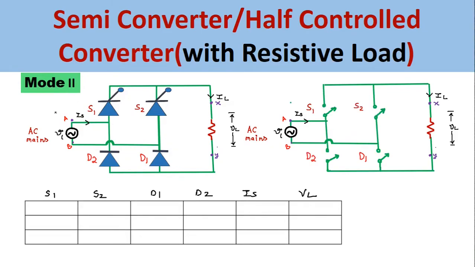Now we will understand mode number 2. This mode number 2 is studied during the negative half cycle of the AC input signal from the instant omega t is equal to pi to omega t is equal to pi plus alpha. So when negative half cycle comes into this circuit, then this A terminal of the AC mains becomes negative and this B terminal of the AC mains becomes positive. This negative sign will shift to the P side of this S1 SCR.